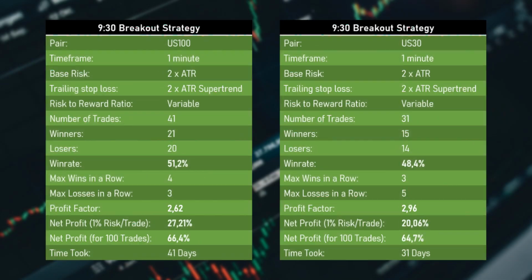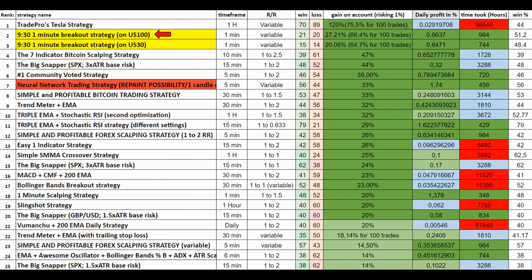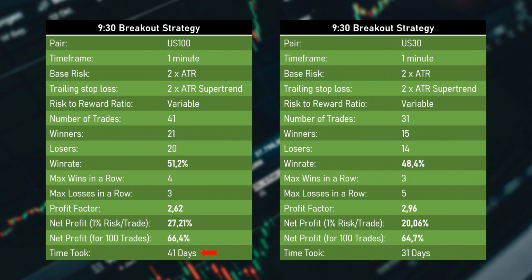After 41 trades on the US 100 1-minute chart with a variable risk-to-reward ratio, we had 21 winners and 20 losers, which brings us to a total of 27.21% net profit. As you can see, these results were achieved by only 41 trades with a 1% risk per trade. If we project the results to 100 trades expecting the same results, we would have got 67.4% net profit, which puts this strategy to the 2nd place on our strategy ranking sheet based on net profit after 100 trades. Time to complete the 41 trades was 41 days.